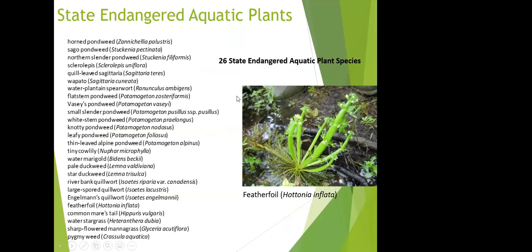Jumping into some of the endangered plant species, these are all listed here. So there are quite a number of state listed endangered plants. The one you see over here on the right, Houghtonia inflata or featherfoil, is kind of one of the more bizarre looking plants. It has these feather-like leaves at the bottom, and then it has these big, almost succulent stems that come up off that floating rosette, and that floats above the surface. So it's an unusual plant to see.